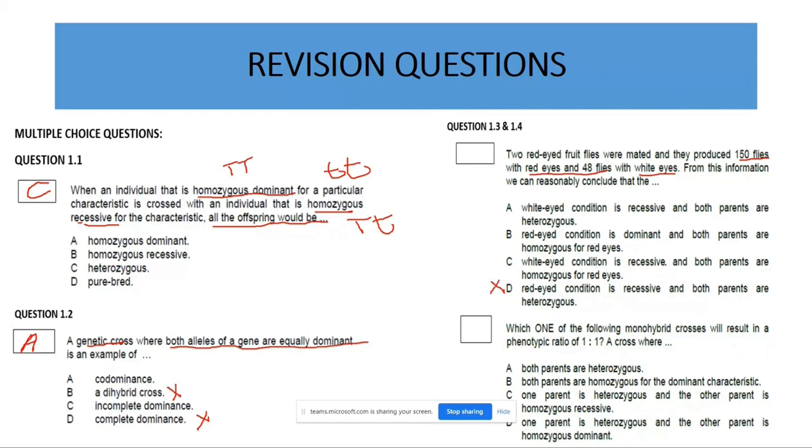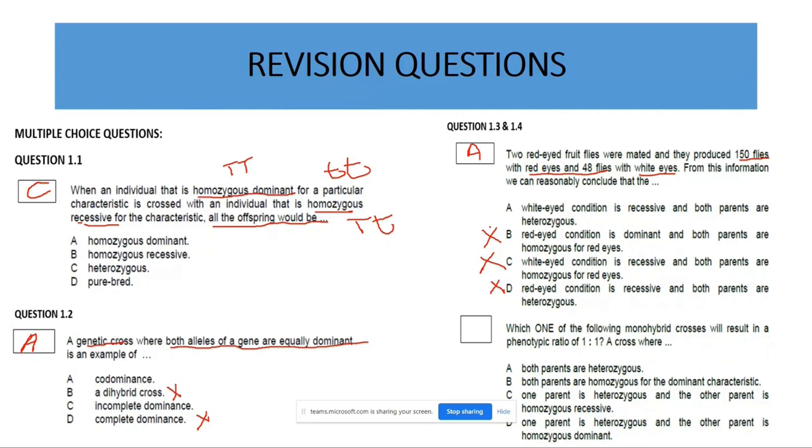White eye is recessive, yes, and both parents are heterozygous. Remember, we can't say both are homozygous because then all the flies would have had red eyes. So it cannot be B. So it's either white is recessive and both are homozygous. No. So it can only be A. Can you see how we do multiple choice by eliminating?